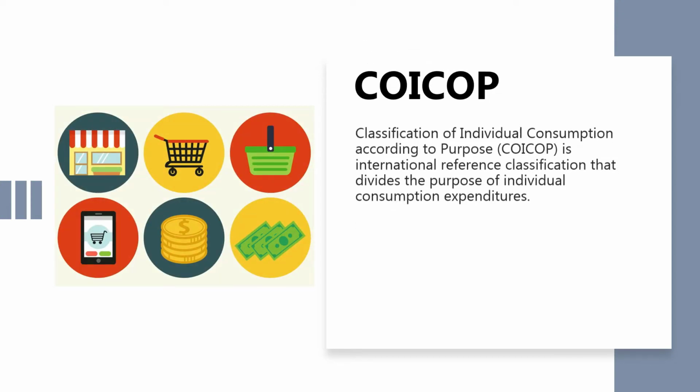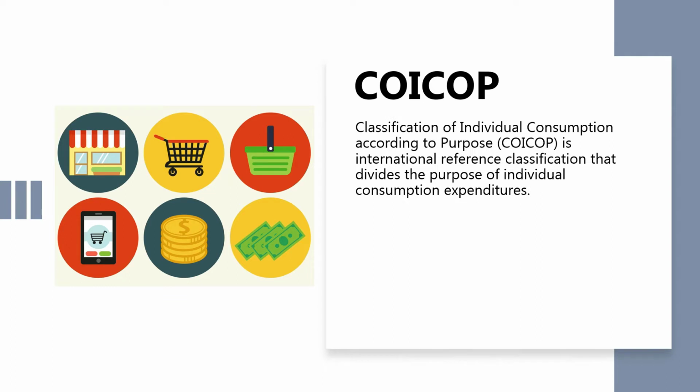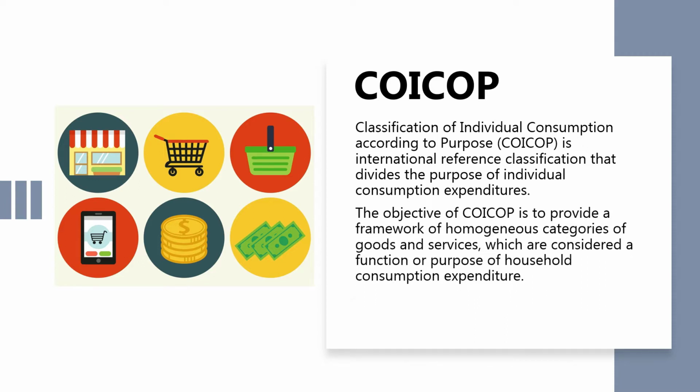Classification of individual consumption according to purpose, or COICOP, is the international reference classification that divides the purpose of individual consumption expenditures. The objective of COICOP is to provide a framework of homogeneous categories of goods and services which are considered a function or purpose of household consumption expenditure.